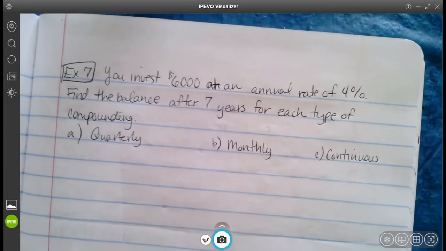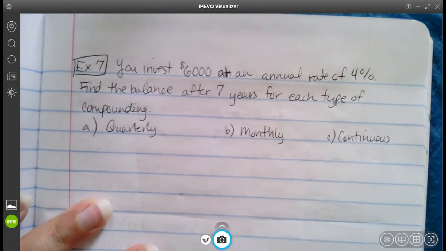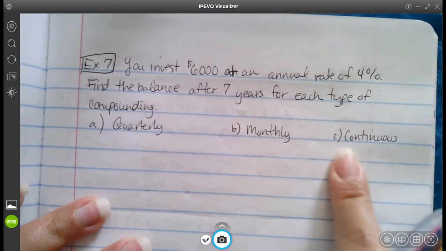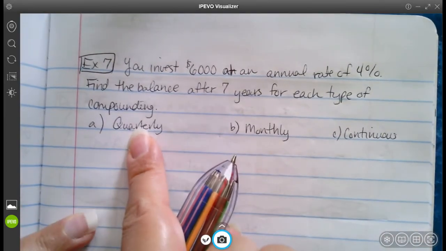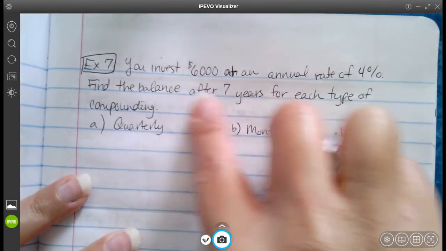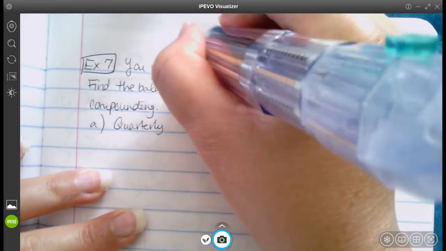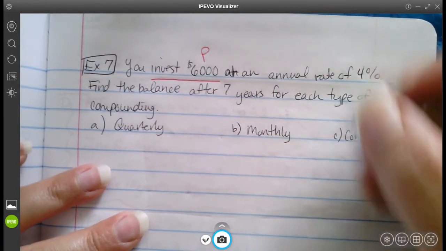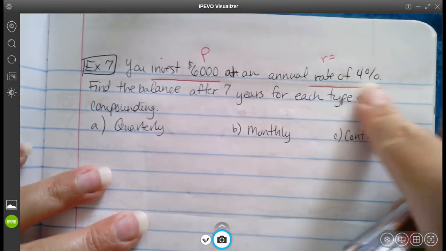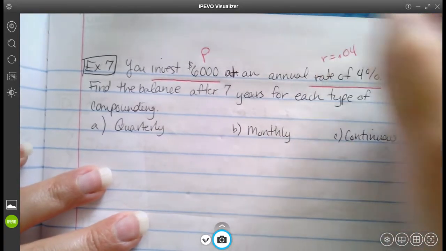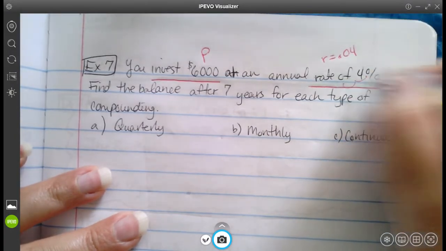Here we have: you invest $6,000 at an annual rate of 4%. Find the balance after 7 years for each type of compounding: quarterly, monthly, and continuous. We want to identify what everything is. This is the amount that you invested, how much you started off with, so that's going to be our P, our principal amount. The annual rate of 4% is going to be our R, but remember that we have to change it to a decimal, so this is going to be 0.04. You just take the number and move the decimal over 2 spaces to the left.